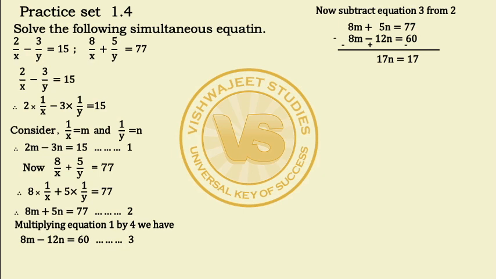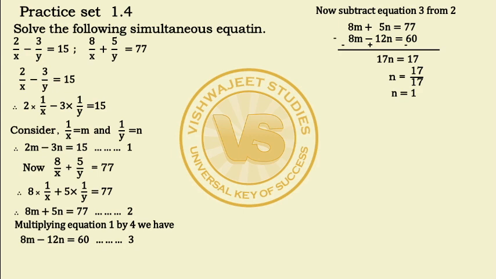17n is equal to 17 after subtraction. There is no sign between 17 and n, which means multiplication is there. When this 17 goes to the right hand side of the equal sign, it will divide by 17. So the next step is n is equal to 17 upon 17. After division, we get the value of n is equal to 1.